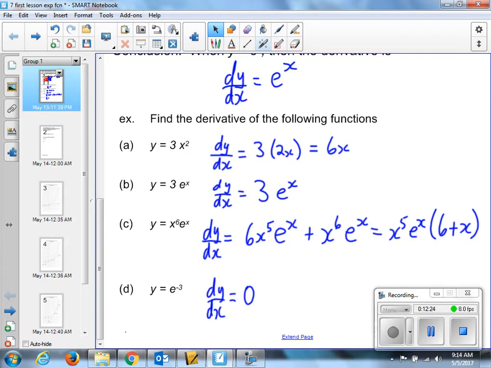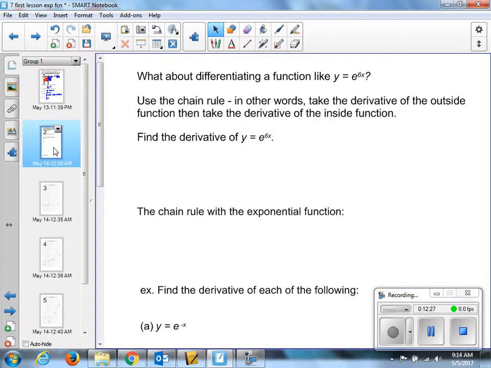Now, that's the introduction there. What about functions like e to the 6x? Now we got a function inside the function. We call that composition, right? I do, anyways. I don't know what you call it. Confusing. So, once we have something else, a variation on the e to the x, we've got to use the chain rule. Why? You've got an inside and outside part of the function. E to the something is the outside function, 6x is the inside function. Does that make sense? So, in other words, use the chain rule. In other words, take the derivative of the outside function, then take the derivative of the inside function.